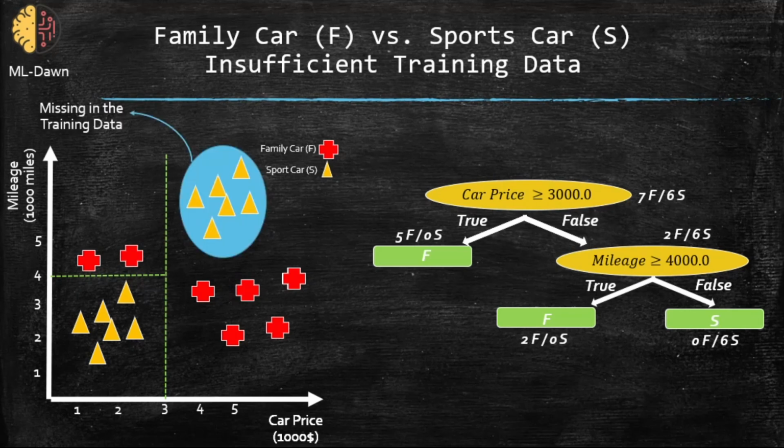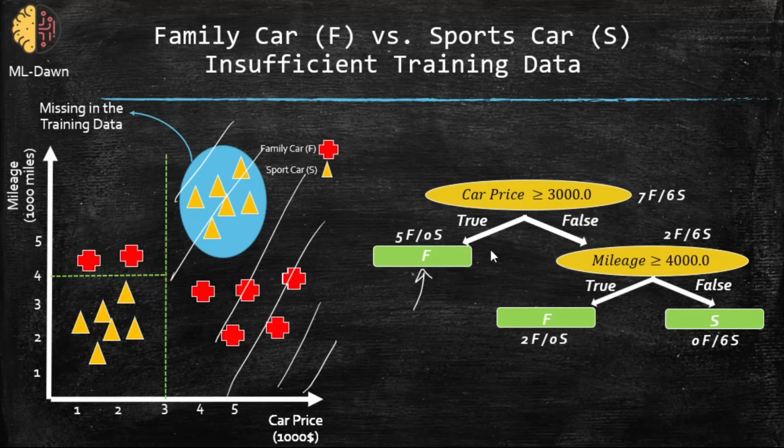So all these little triangles and that blue circle, they are the missing data from our training data. They're not there in our training data, and our machine has no idea about that whatsoever. So let's look at the tree. The tree thinks that anything that falls under this branch over here, meaning that car price larger than 3,000 being true, anything that falls under that branch, this huge bit over here, should be classified as a family car. Why does it think that way?